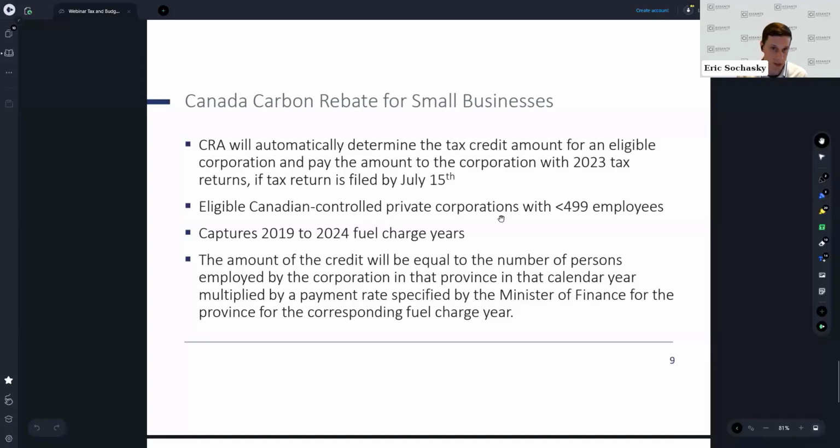And this includes eligible Canadian-controlled private corporations with under 500 employees and captures the 2019 to 2024 fuel charge years. So you don't need to do anything different. File your corporate return as you normally would, and CRA will determine and automatically apply the rebate for you. And it's based on the number of people you have employed, the provinces where they work, and a payment rate specified by the Minister of Finance of that particular province to figure out how much was paid and how much you should be entitled to as a rebate. So nothing you need to do, but it's a nice extra rebate that you might see for small businesses moving forward, and not only individuals. Perfect.